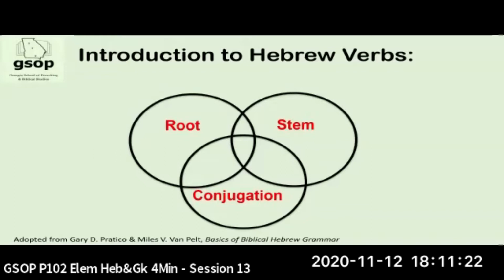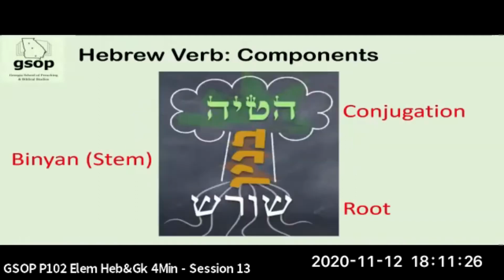Okay, so we mentioned the root, the stem, and the conjugation. We saw the video a while back where it depicted a couple of ways to look at it. The root, the shoresh, the Hebrew word for root, basically is the foundation for all words. You can have a triconsonantal root, which is where our focus has been, because that's the most common. Also biconsonantal.